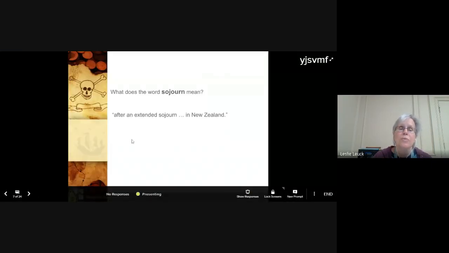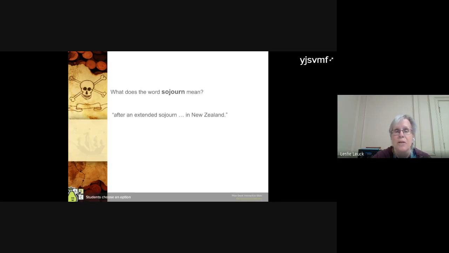All right, so what do you think the word sojourn means? And here's this sentence. After an extended sojourn in New Zealand. I like the word. I actually used to live on a street called Sojourn, so I am somewhat familiar with it, but it's not a word we use a lot in daily life. And as a matter of fact, that's one thing about reading that's kind of lovely, and that's how you actually expand your vocabulary. Because nobody, no matter how well educated or poorly educated, we use a more limited number of vocabulary when we're talking than when we read. So what do you think that word might mean?